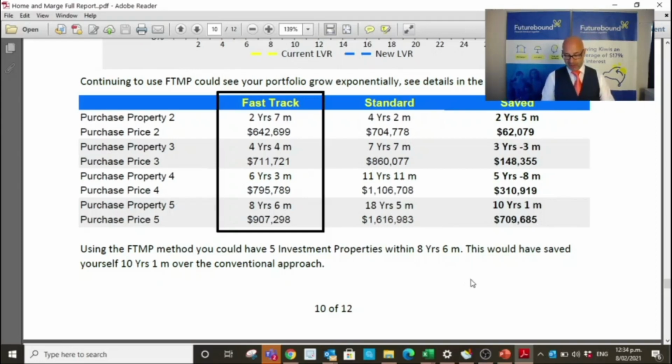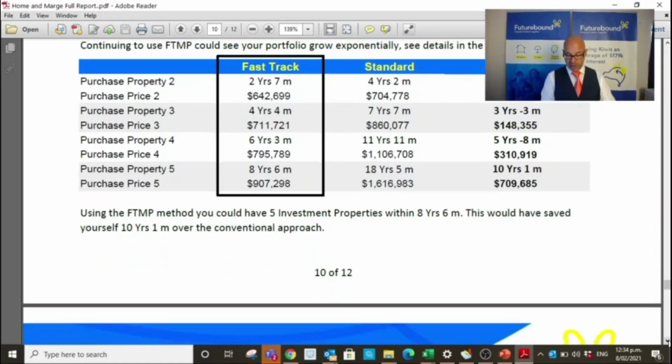Okay, so this projection that we've got here is actually really conservative because we're only using the equity in Homer and Marge's owner-occupied house to invest in further properties. But in reality, they would also have the equity from each investment property that they buy, so they've actually got more equity and they could go far faster than what they see here, but certainly they'll do pretty well even if it was just based on their owner-occupied property.